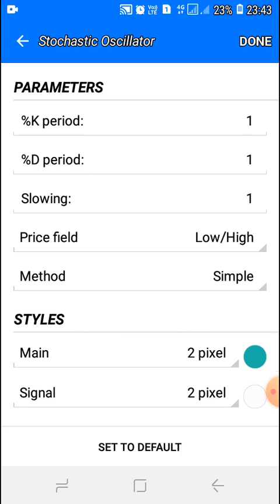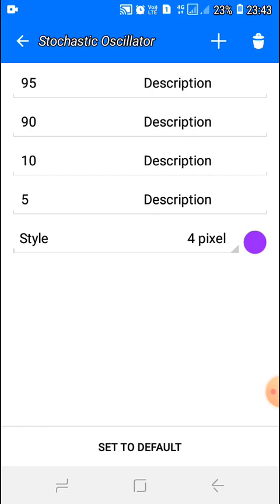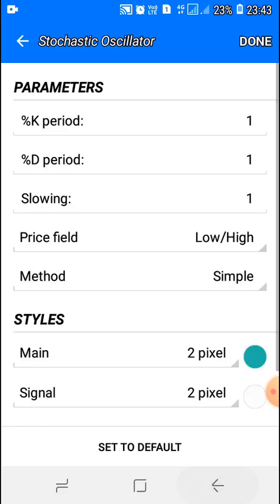The parameters should be K period 1, D period 1, slowing 1, price field low or high, method simple, main 2 pixel green, signal 2 pixel white, levels 95, 90, 10, and 5. Now we are going to use 3 main indicators plus 2 stochastics for this strategy. So do not skip this video.